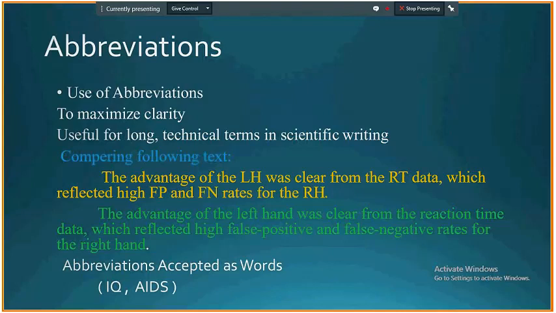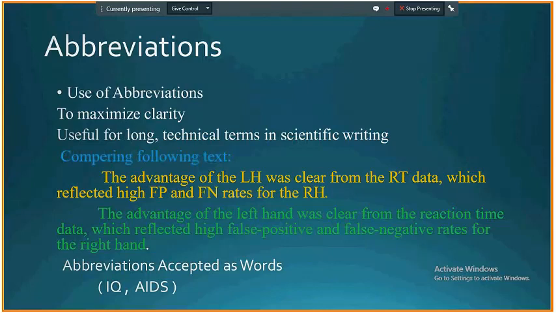The advantage of the LS means left hand. Left hand was clear from the reaction time. RT means reaction time data, which reflected high false positive and false negative, FP and FN, rates for the right hand. Abbreviation accepted as words. Abbreviation: IQ, AIDS.